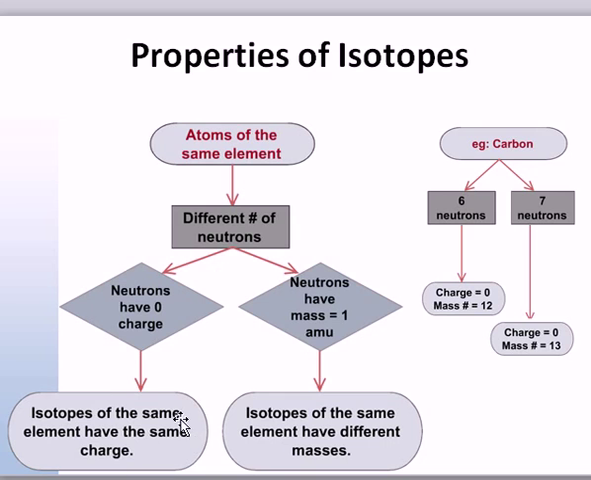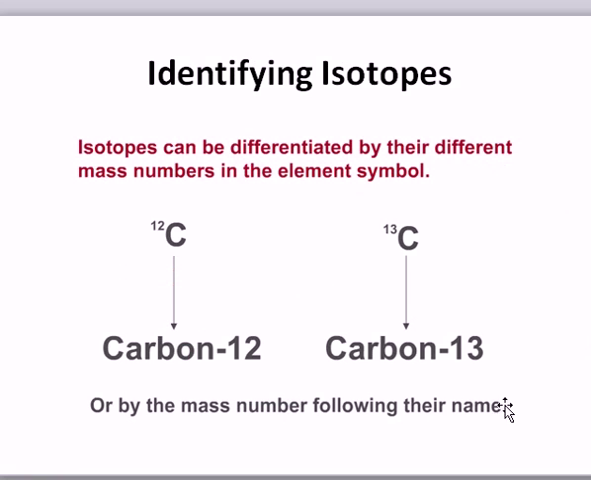So that's the key. If you look back at the wrong response, choice C, you see you've got a different charge, but we know that isotopes have the same charge. They just have different mass. So here's an example of carbon, 6 neutrons, 7 neutrons. The charge, again, is 0. It's the mass difference, because you add an extra neutron, you go up 1 AMU, so you go from carbon 12 to carbon 13, and that's what we just said.